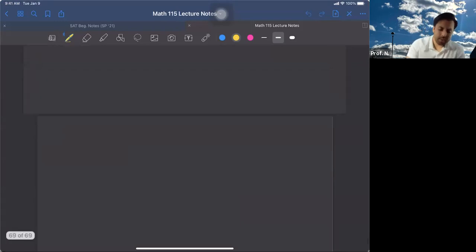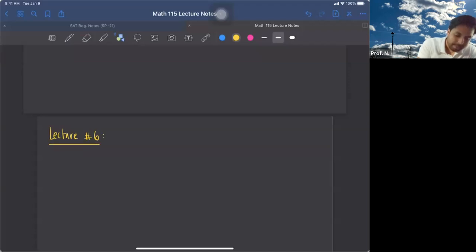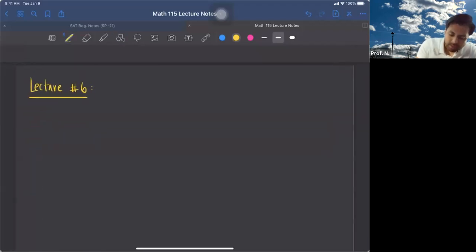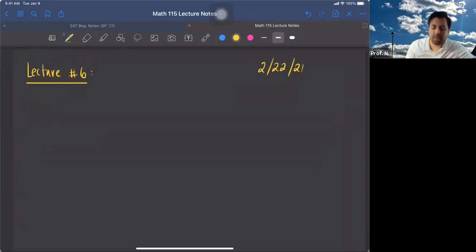So we've been dealing with a lot of lines as of late. This is lecture number 6, and today is the 22nd of February. Okay, now today we're going to go further with this idea of lines, and we're going to discuss first, particularly, two sets of lines that we're really interested in. The first of its kind are parallel lines.